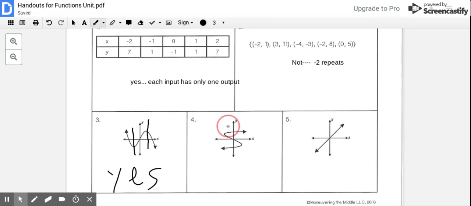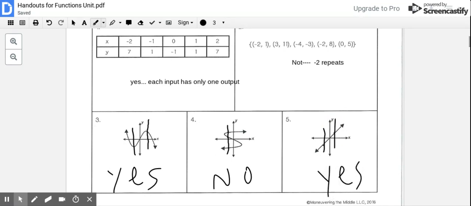Okay, let's look at this one. You can tell right away, if you draw a vertical line right here, it's going to touch it once, twice, and 3 times. So this is not a function. Okay, and on this one, it should be pretty obvious. If you draw a vertical line, it's only going to touch it in one spot. If you draw it right here, it's only going to touch it here. So that does pass the vertical line test.